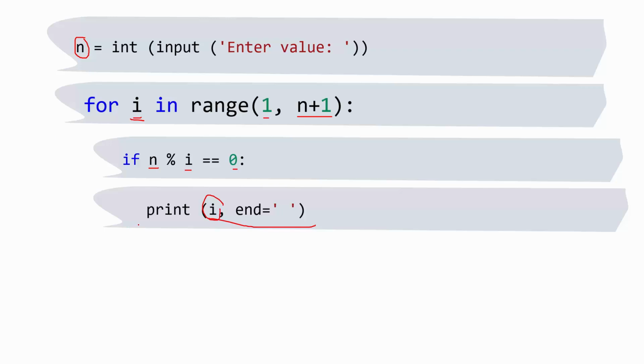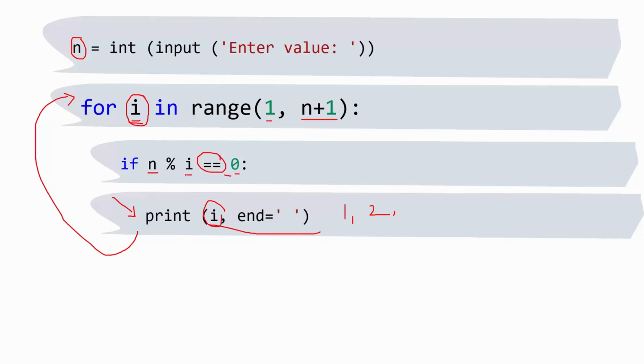Let us say you entered 10. It will come back. Second time, i is 2. 10 modulus 2 is 0. So again, 1, 2 will be printed. Third time, i is 3. The modulus is not going to return 0, so this statement will be skipped. That's it. Let's see the code.